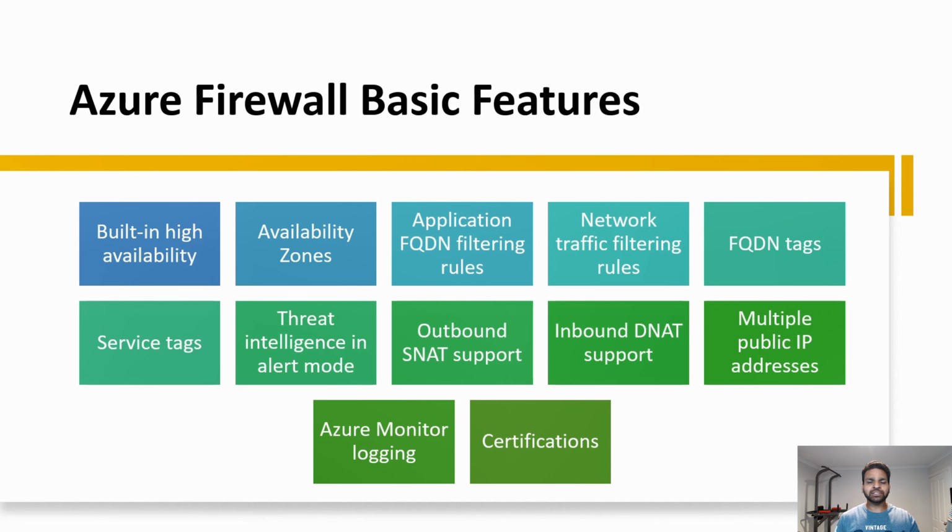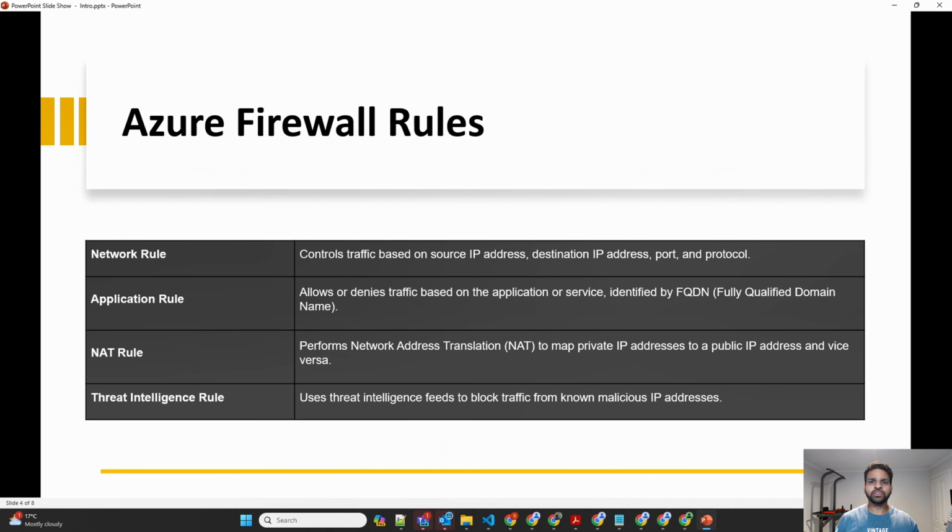Before proceeding with the other features, let's discuss the different Azure Firewall rules. As you can see on your screen, there are 4 different rules which are available in Azure Firewall, which are network rule, application rule, NAT rule, and threat intelligence rule. So as we have already discussed network rule, where the traffic is controlled based on the source IP address, destination IP address, port, and protocol.